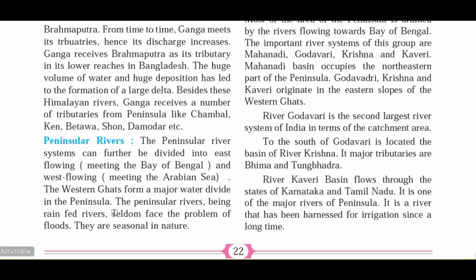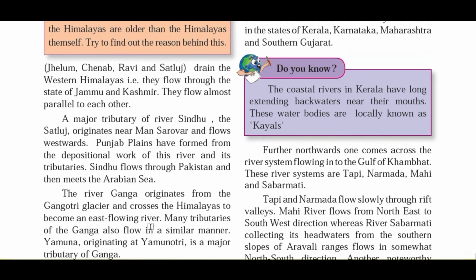In the case of peninsular rivers, being rain-fed rivers, they seldom face the problem of floods. They are seasonal in nature. As there is heavy rainfall during the monsoon, these rivers get tremendously flooded during the monsoon season, and after the monsoon, in summer, the water quantity in these river basins gets depleted. That's why these rivers are seasonal in nature. Remember this major difference: the Himalayan river systems are perennial in nature, but these peninsular rivers are seasonal in nature. So remember this.